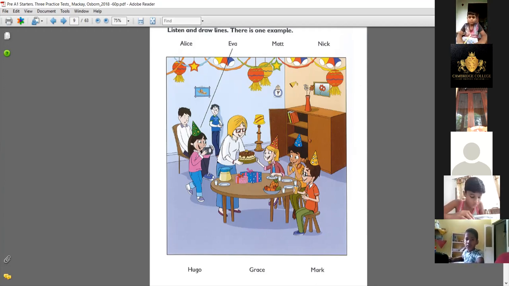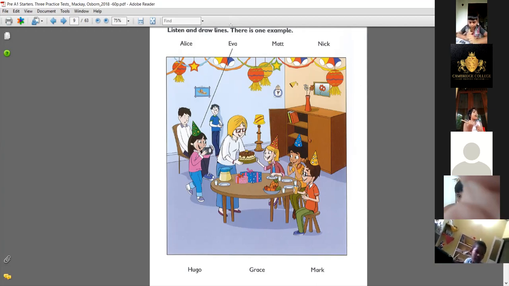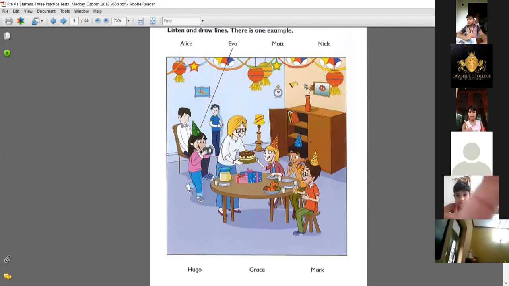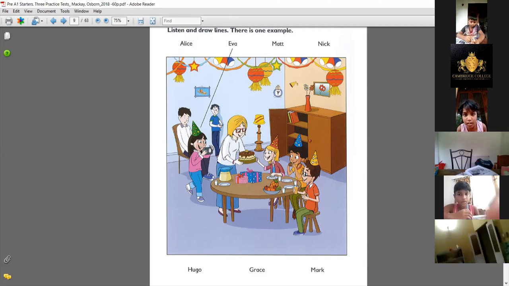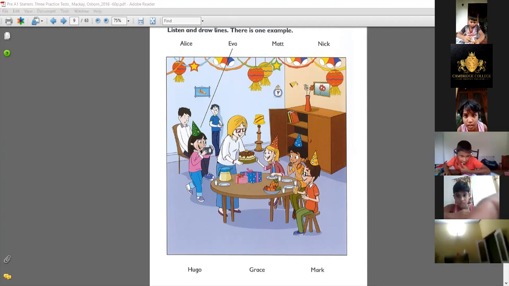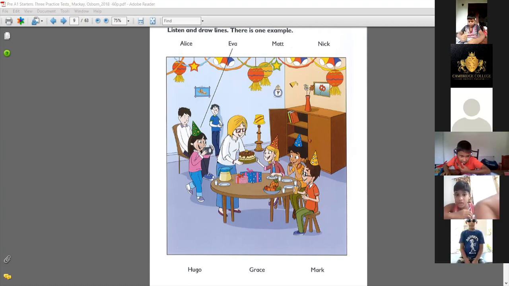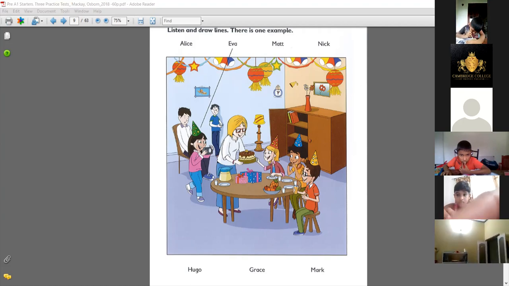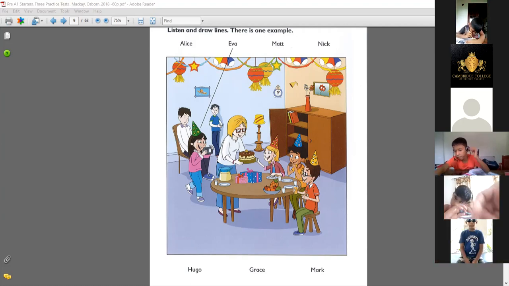That is the example. No need to do that. Can you see the line? This is an example. Now, you listen and draw the line. Teacher, yes. Can you see my mom? Yes. Okay, I'll play it again. Listen.